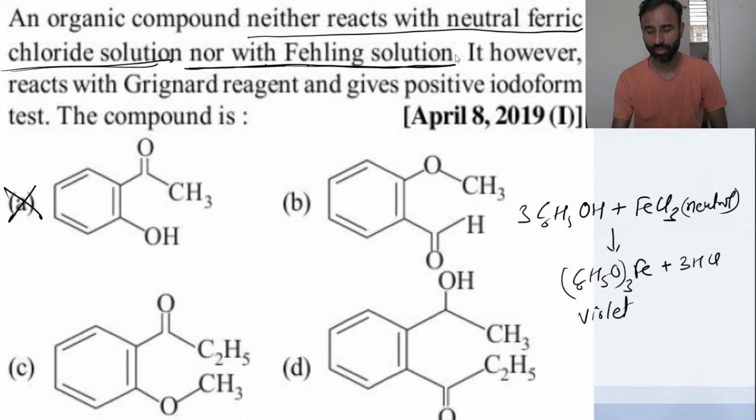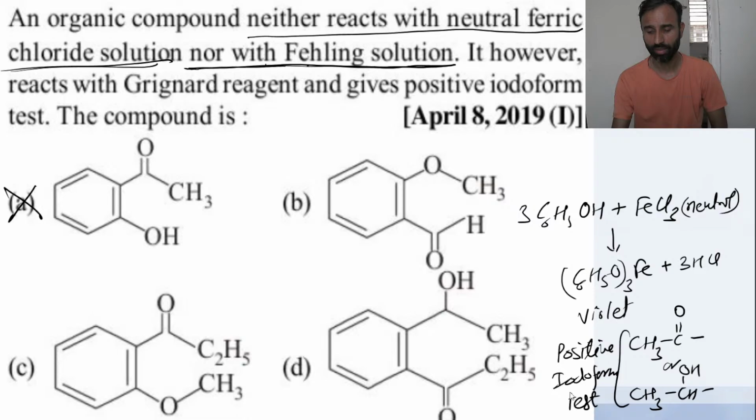However, it reacts with Grignard reagent and gives a positive iodoform test. If it gives a positive iodoform test, that means this compound should have either a CH3CO group or a CH3CHOH group. Then it will show a positive iodoform test.